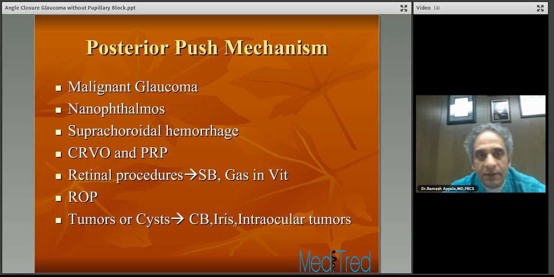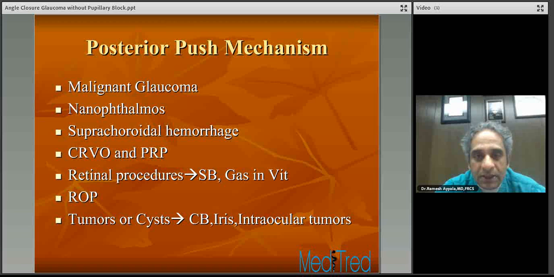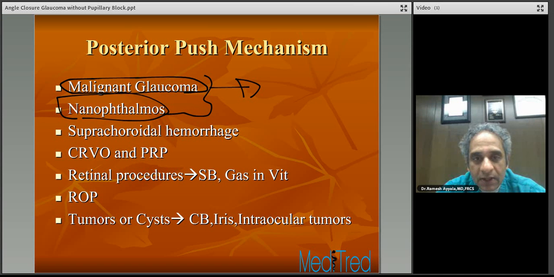Let's move on to the third mechanism for today. Posterior push mechanism or malignant glaucoma. So we'll discuss some of this in detail and some briefly. Malignant glaucoma, as I mentioned at the very beginning, is the most complex and bizarre entity in this mechanism of angle closure glaucoma. And so is nanophthalmos. These two are both rare situations, but you've got to be aware of these entities. Should you happen to see them in your clinic, you ought to be able to recognize them and offer treatment, or at least refer the patients to a specialist who can adequately treat them. The rest of these entities here, suprachoroidal hemorrhage, CRVO and PRP, retinal procedures like scleral buckle, gas in the vitreous, ROP, and tumors and cysts, all of this we'll deal with in passing.